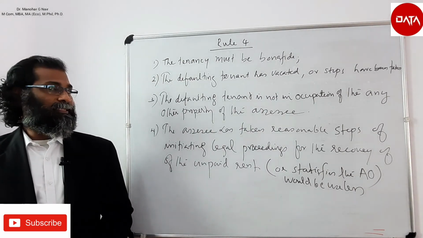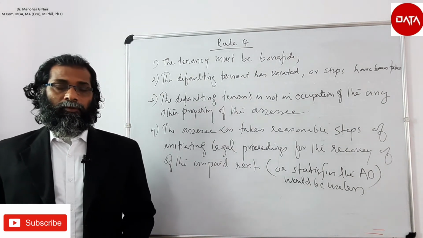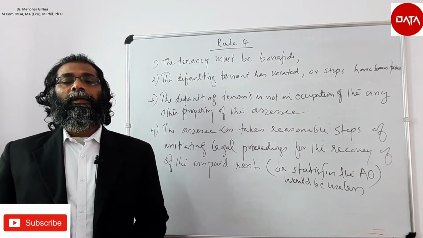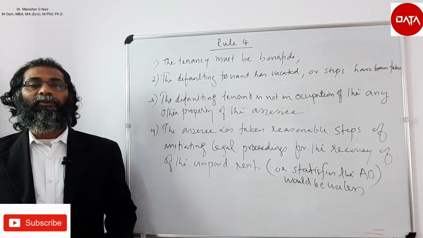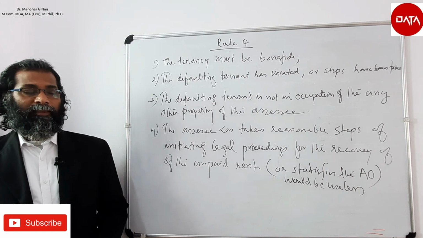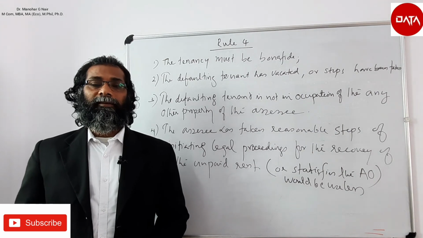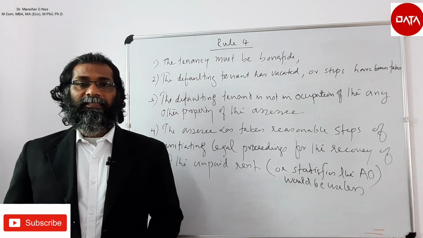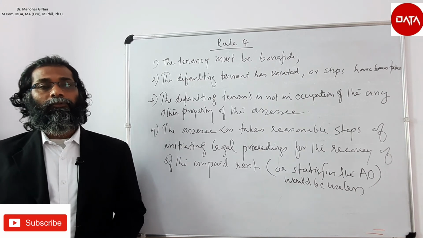Finally, the assessee has taken reasonable steps and legal proceedings for the recovery of the arrear rent from the tenant, or he must satisfy the assessing officer that even if the steps are taken, it is going to be useless. If all these conditions are satisfied, then we can apply the actual rent, that is the lower rent, as the gross annual value because of vacancy. Otherwise, the higher value, that is the fair rent, would be considered as the annual value for computation of income from house property.